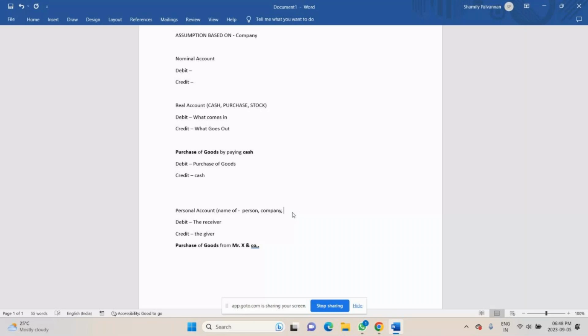It can be a school, college, or any training institution, any bank, anything. Anything which is an institute, a person, a company, even a bank, the name of an individual person, the name of a company, the name of an institution, the name of any government sector. Anything like this, we will treat here as a personal account.